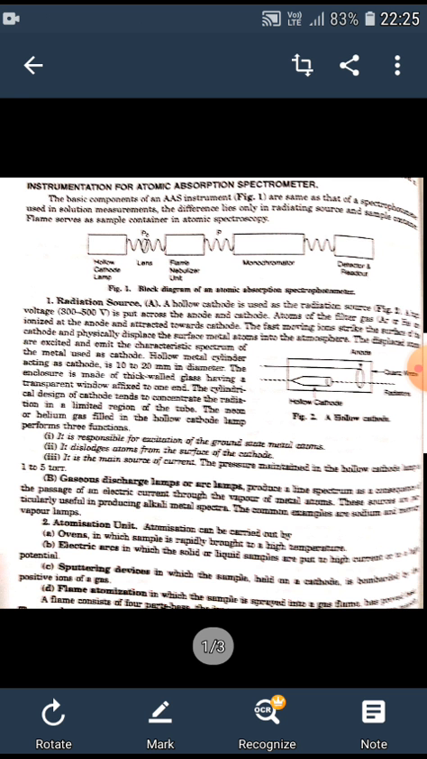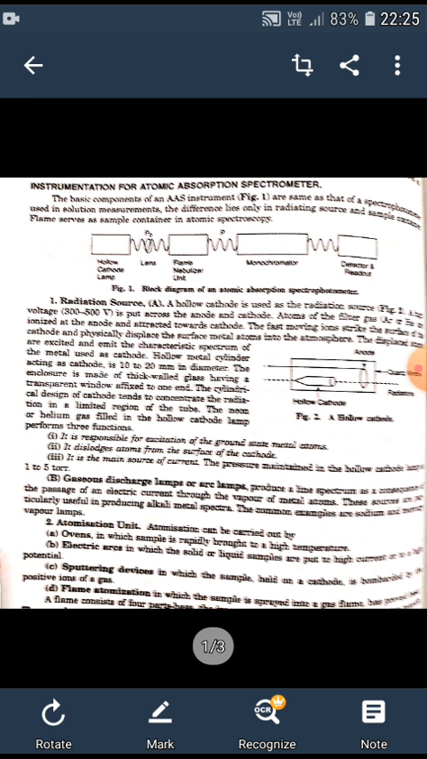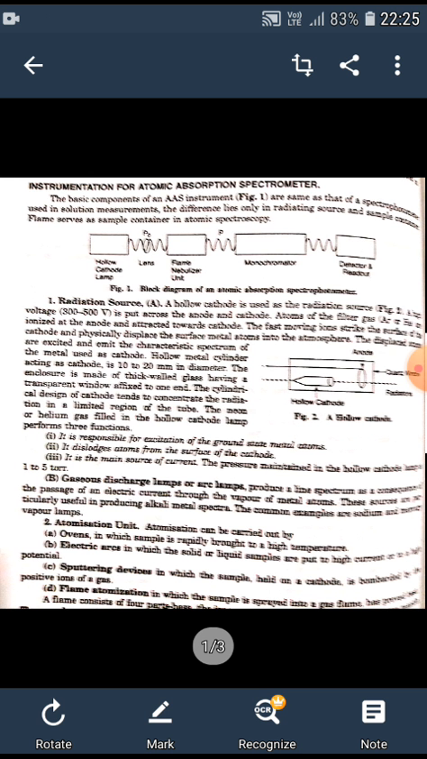Atomization can be carried out in one of the following manners. Ovens. Ovens are those in which the sample is rapidly brought to a high temperature. Electric arcs. In these, the solid or liquid samples are put to high current or a high potential. Sputtering devices. In this, the sample held on a cathode is bombarded by the positive ions of a gas. Flame atomization. In this, the sample is sprayed into a gas flame. This method has proven to be the best method. The next are the oxidizing agents and fuels.